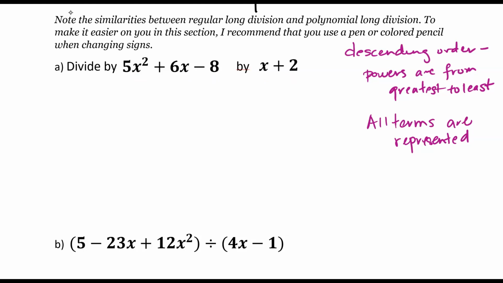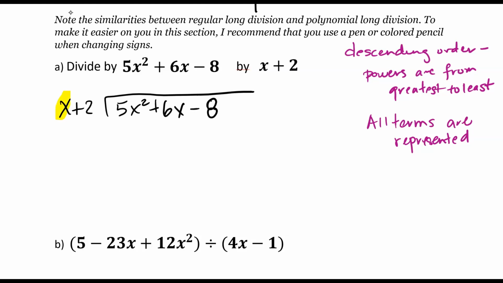Everything's in descending order because we have a power of 2 first, then a power of 1. And what is the power for 8? The power is 0 because it's 8 x to the 0 power, for example. So let's set this up as long division. It will be x plus 2 divided into 5x squared plus 6x minus 8.